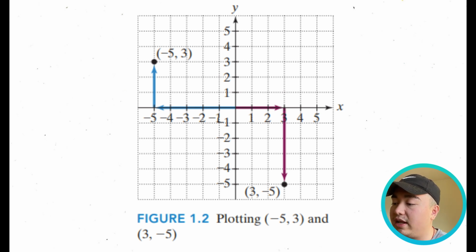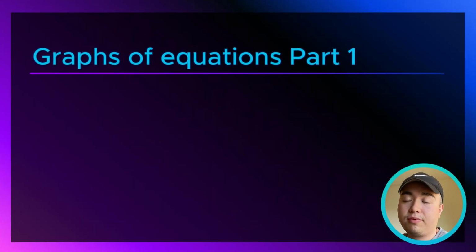And then to plot the point (3, -5), our x value is positive 3, so we will move to the right 3 units. And then we will move down 5 units because we have a negative 5 for our y value, so we will move in a negative direction, down 5 units. So that's just a quick brief idea of what points and ordered pairs are.